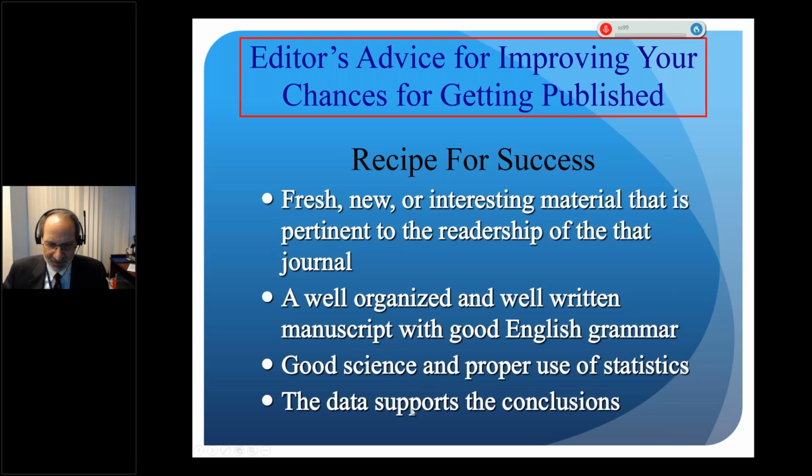And lastly, that the data of the study you're writing about supports the conclusion. It's kind of funny, but sometimes you'll see a paper where the data says there's no difference between, say, two interventions, but the conclusion written by the author is there was a difference. Well, that paper is obviously not going to get published. So you want to make sure that everything is consistent within your paper.